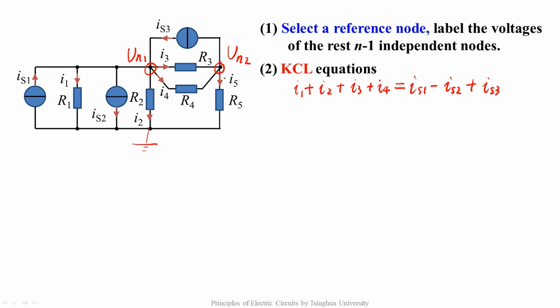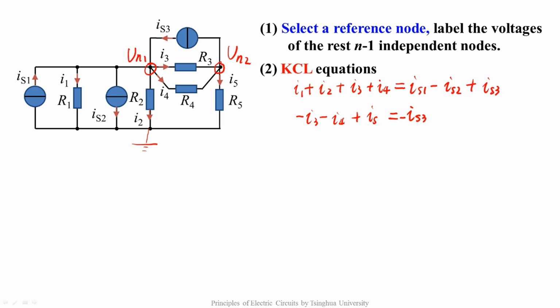For node 2, the left part is the sum of all the currents through resistors flowing out of the node. It should be negative I3 minus I4 plus I5. The right part is the sum of all the current sources flowing into the node. It should be IS3 minus IS3.